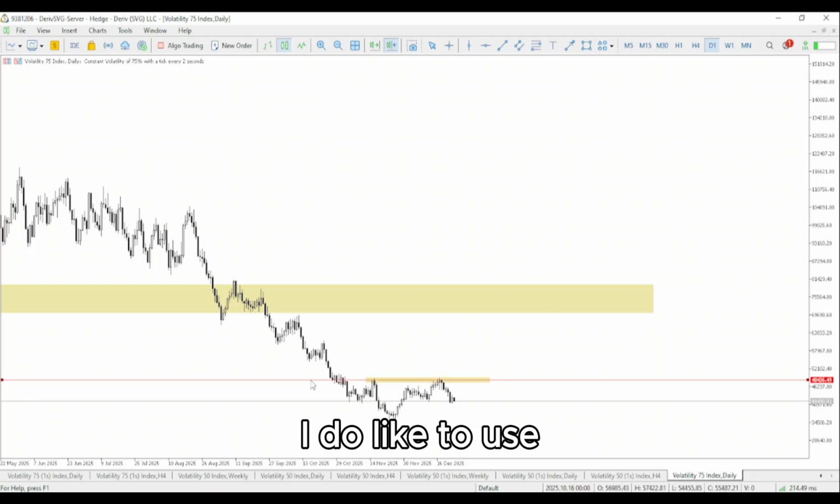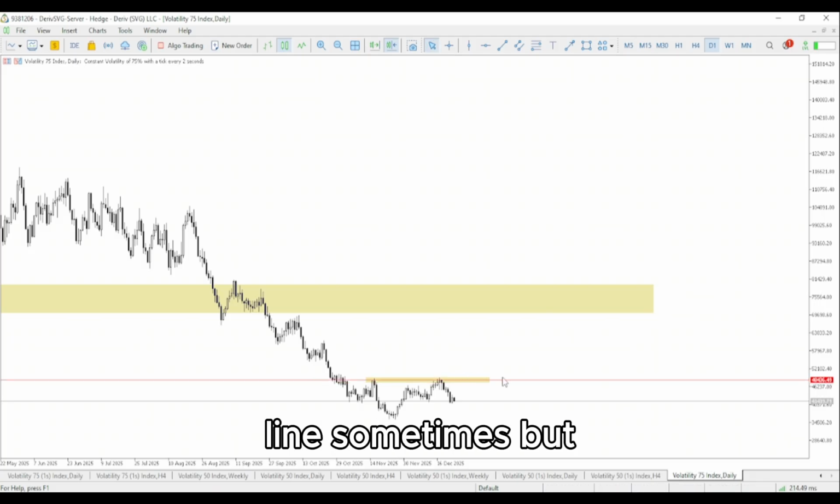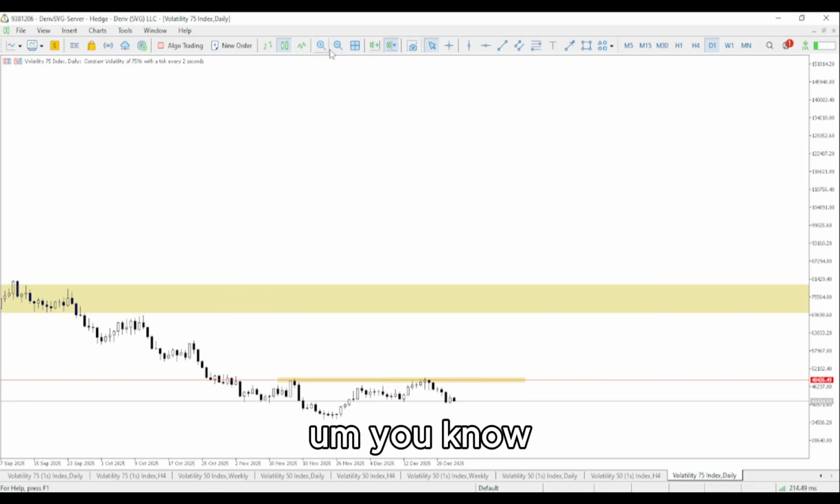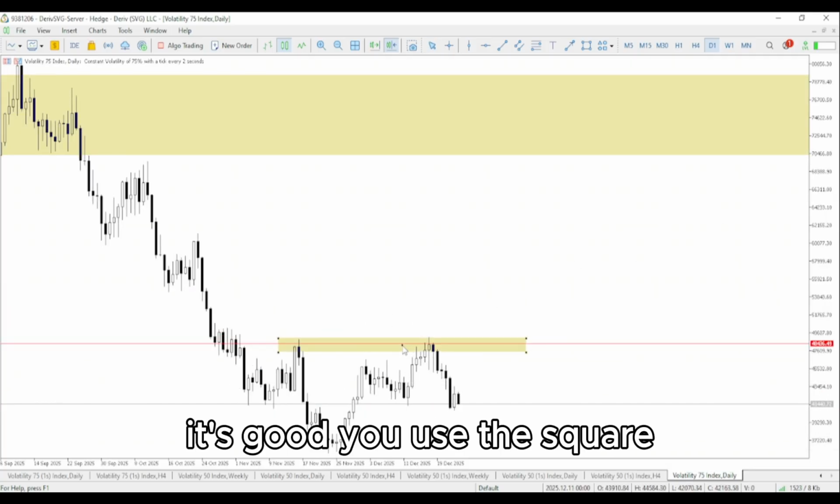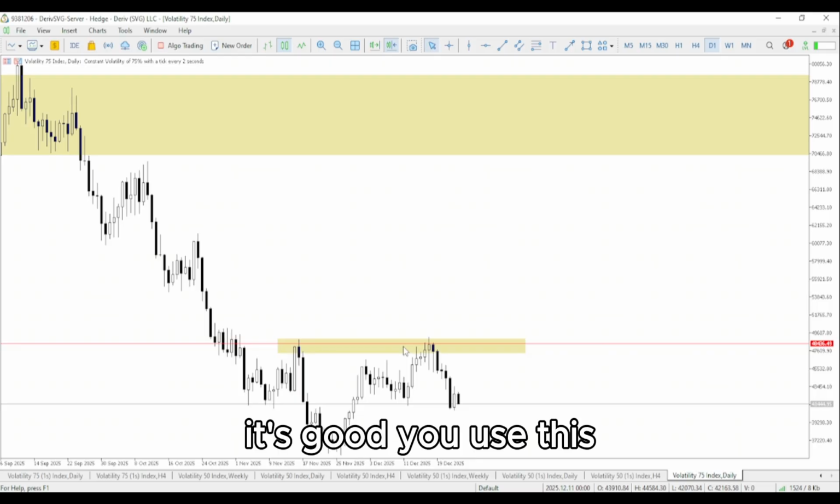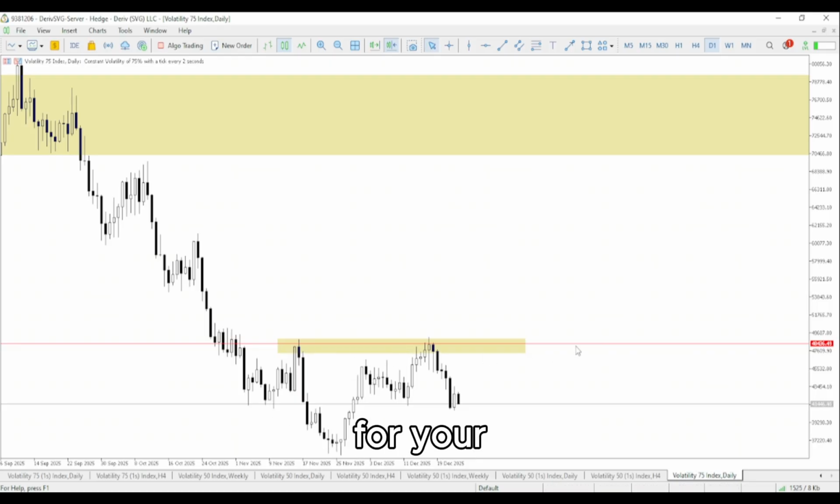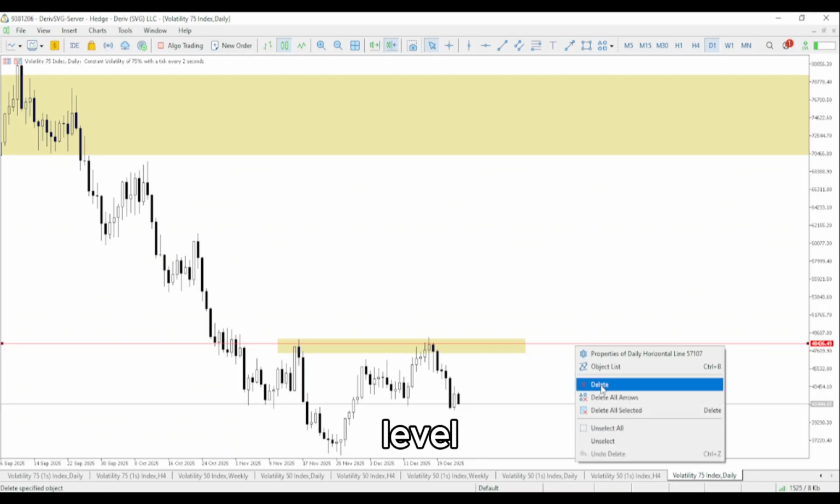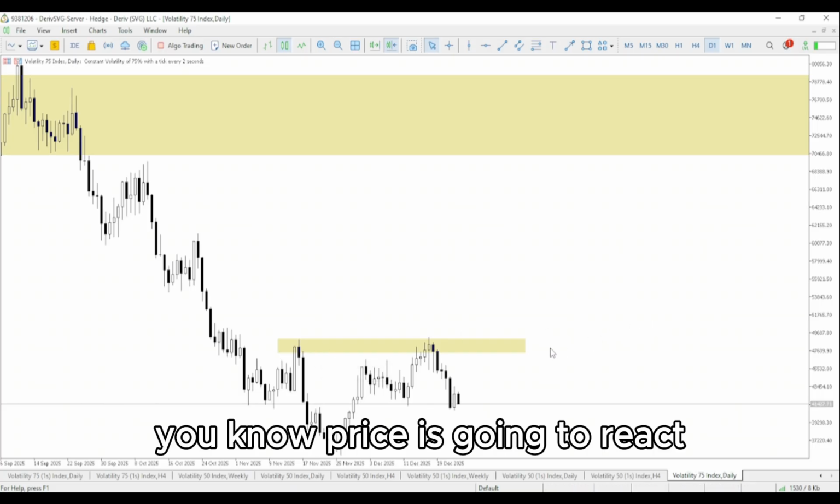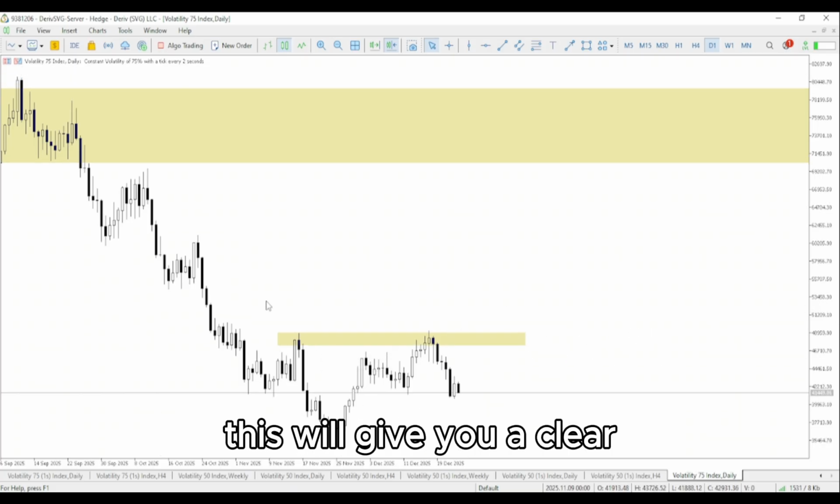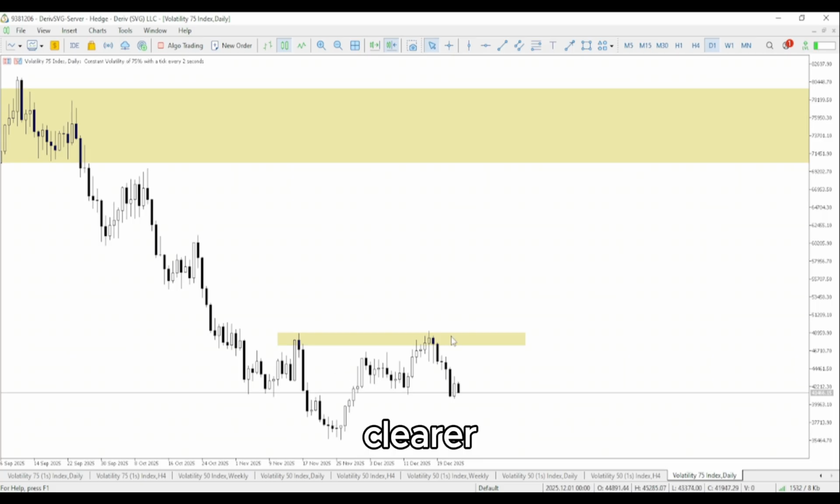I do like to use this horizontal line sometimes, but it's good you use the square for your key level, so that you basically know where to mark the necessary place where price is going to react from. So this will give you a clearer view and a clearer understanding.